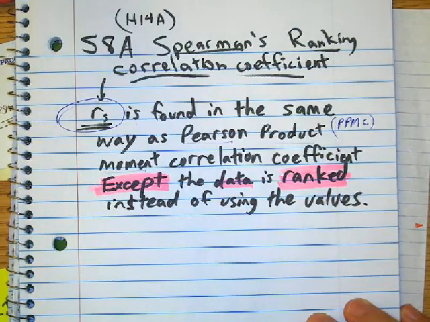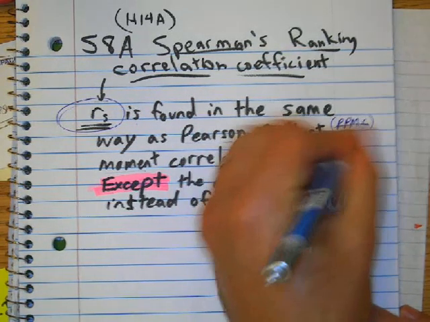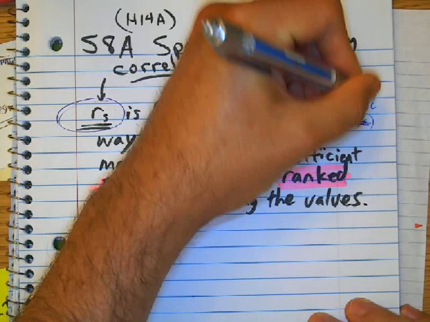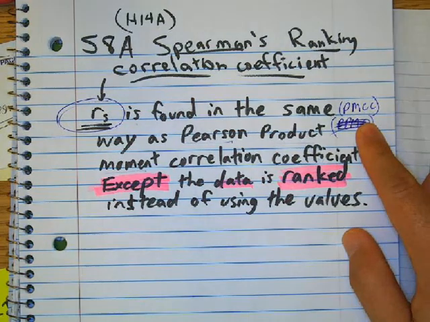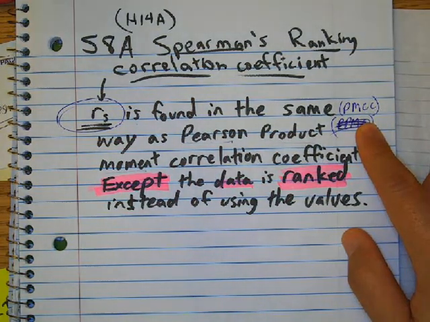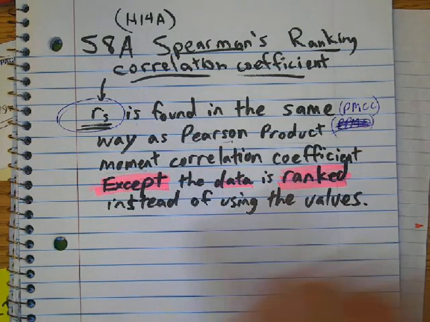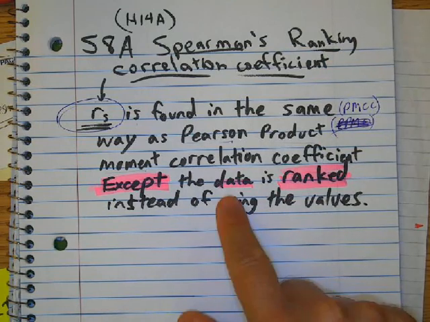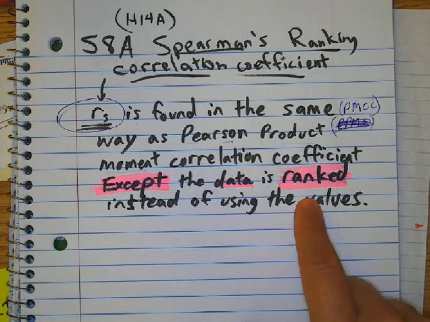Oh, no, it's actually PMCC. So if you see PMCC in the Oxford book, that means Pearson's product moment correlation coefficient. Anyways, Spearman's correlation coefficient is found when you rank the data. So let me do an example of what that means.